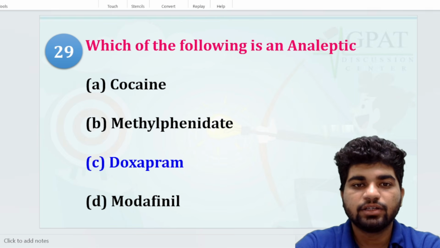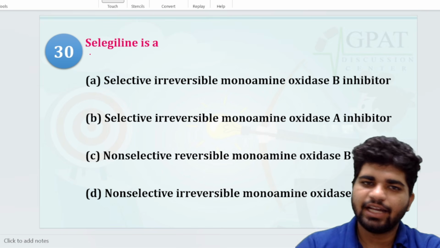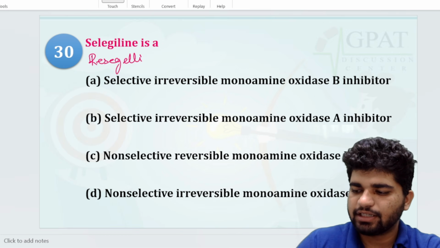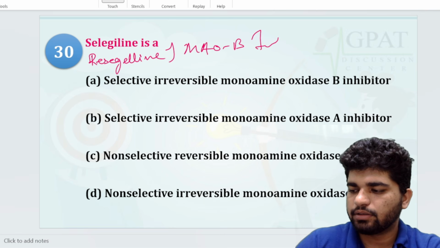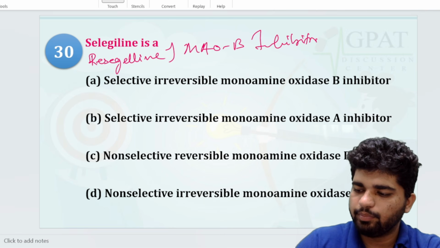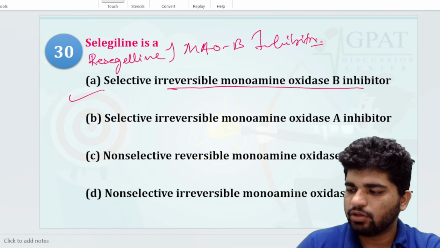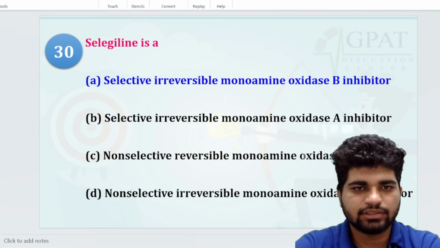That's a respiratory stimulant. Okay, now selegiline, rasagiline. As I already told you, selegiline as well as rasagiline are considered MAO-B inhibitors, a selective irreversible monoamine oxidase inhibitor, obviously, right? A is going to be your correct answer over here.